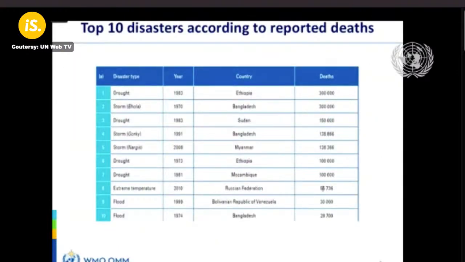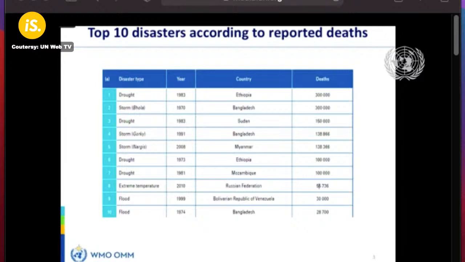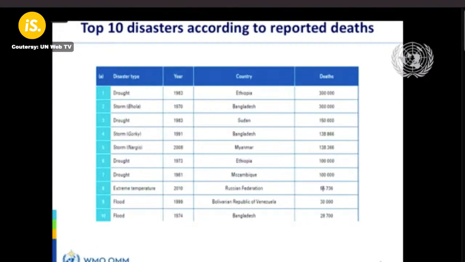And here you can see the events which have led to deaths, and you can see that it's very much related to developing countries. We have seen drought and flooding events especially, which has led to hundreds of thousands of casualties in the worst case. For example, this drought in Ethiopia in the 80s led to 300,000 casualties, and we have also seen storm and flooding events in Bangladesh, which have had about the same amount of casualties as in Ethiopia.